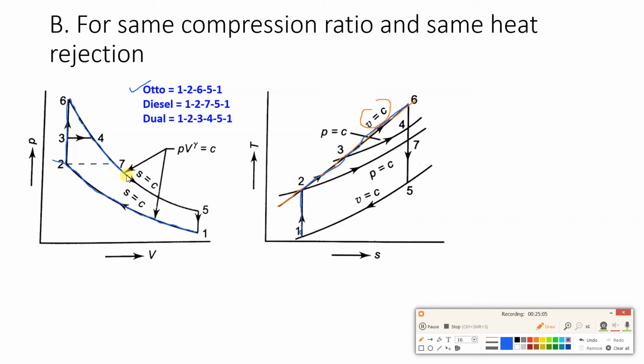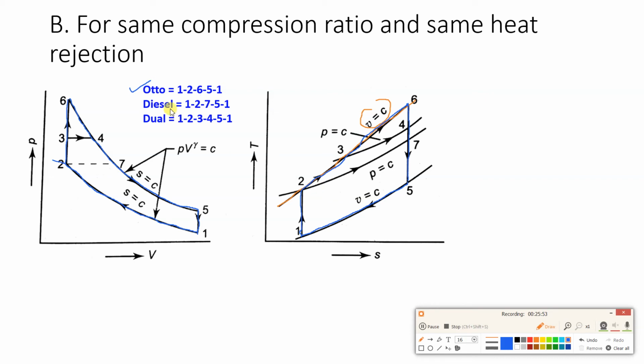Now 6 to 5, it is isentropic expansion in case of Otto cycle. So this will be on PV diagram, 6 to 5 isentropic expansion in case of Otto cycle. Similarly, here you can see 6 to 5 on TS diagram, this will be constant entropy, that is isentropic expansion in case of Otto cycle. Then next one, 5 to 1 is constant volume heat rejection in case of Otto cycle. Here also on TS diagram 5 to 1, this will be constant volume heat rejection on Otto cycle. So we have completed with Otto cycle.